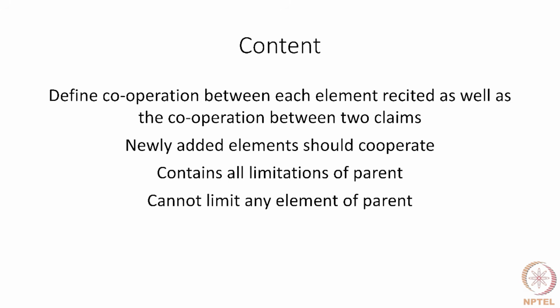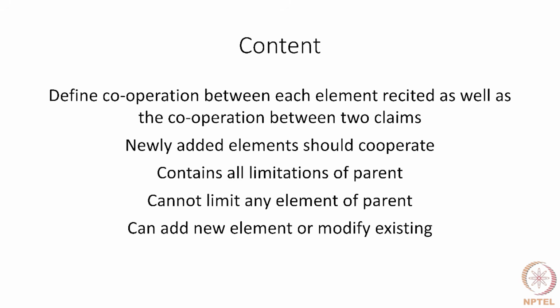The dependent claim also cannot limit any element of the parent. If there are three elements in an independent claim, A, B, and C, the dependent claim cannot just recite A and B or A and C. It has to recite all the elements in the parent.